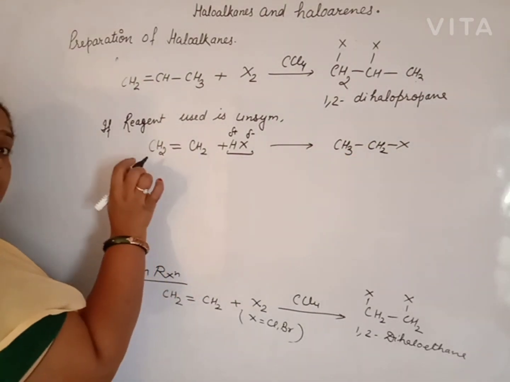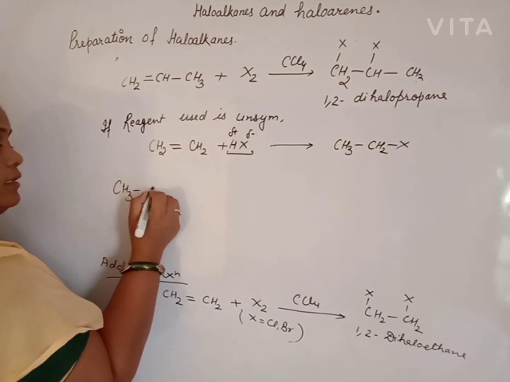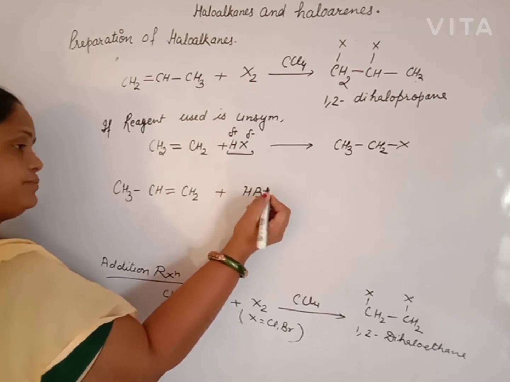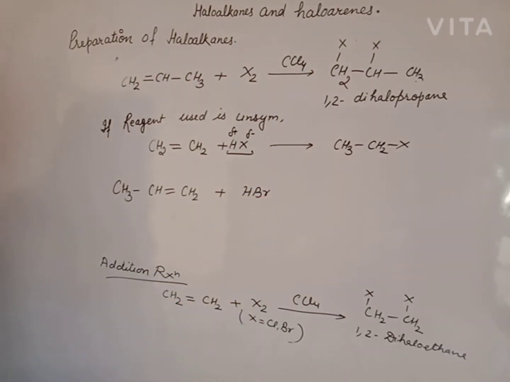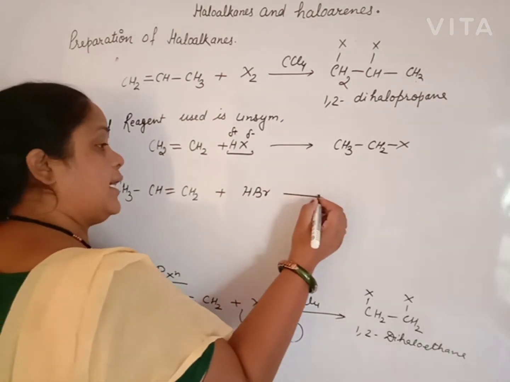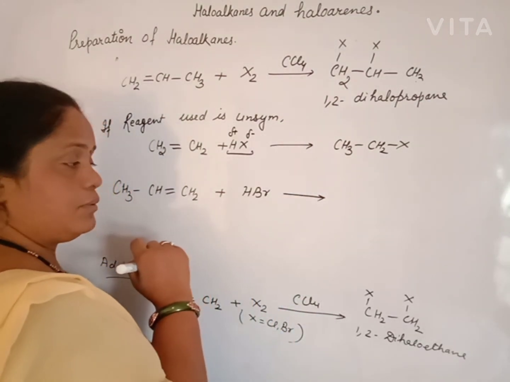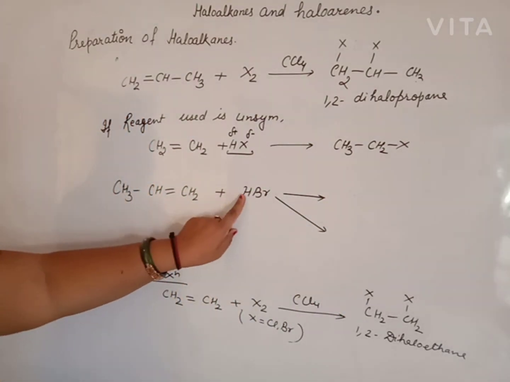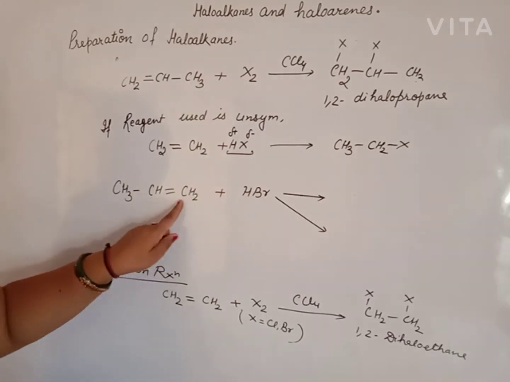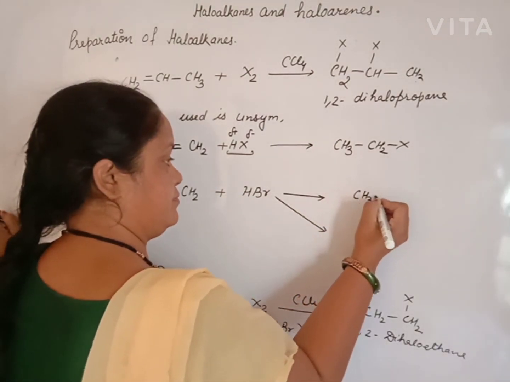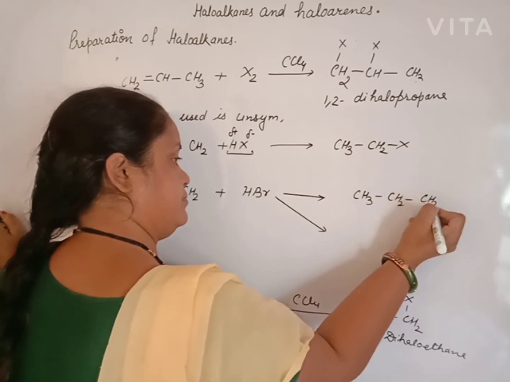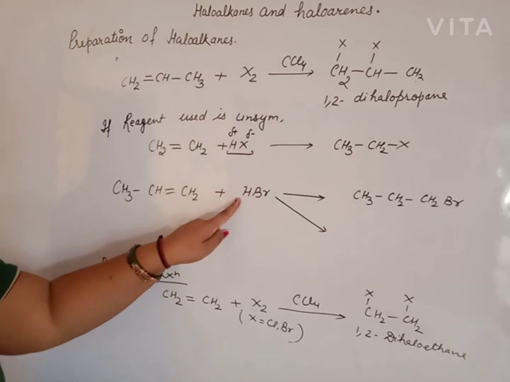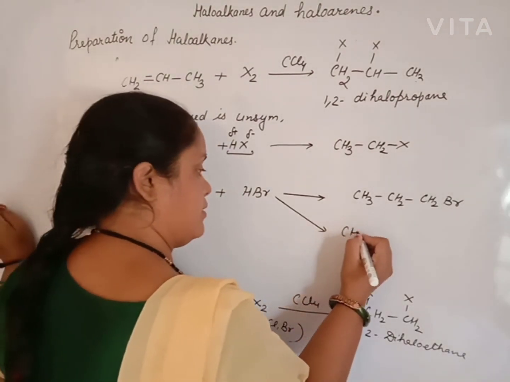But if the alkene is also unsymmetrical, like this, and we add HBr or halogen acid, maybe chlorine, bromine, or iodine, but iodine follows only and only the anti-Markovnikov rule. Then two types of products are formed. Beta, either H goes on the second carbon and Br on the first carbon, or the opposite, bromine on the second carbon and hydrogen on the first carbon. You will get like this.